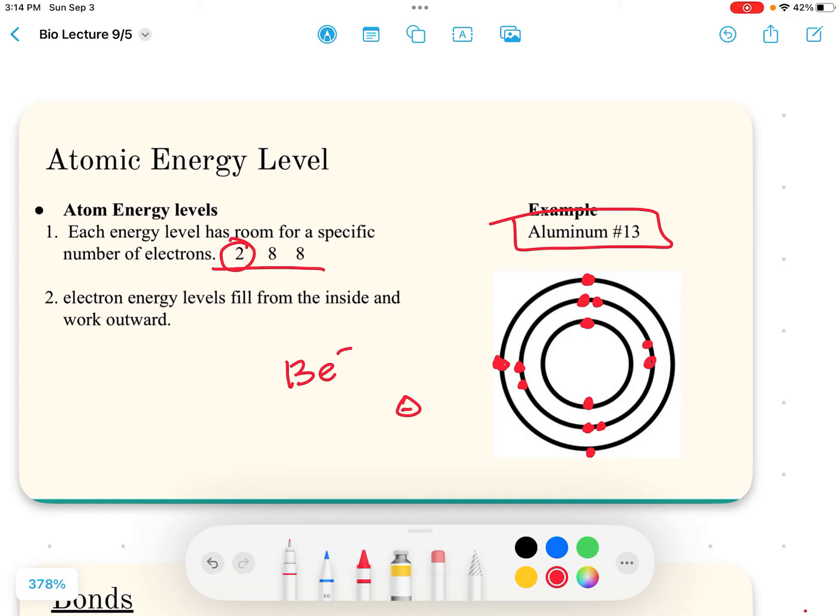But this is the easiest way to show your electron energy levels. So the most important part: the first ring here can only hold 2 electrons. Your next ring can hold only 8 electrons. Then you have to move outwards to your very last ring, which can hold, again, another 8. If it doesn't have a full 8, that's okay. It can stay like that. But you have to fill the inner ones first before you can put them on the outside. If you have questions on that, let me know.